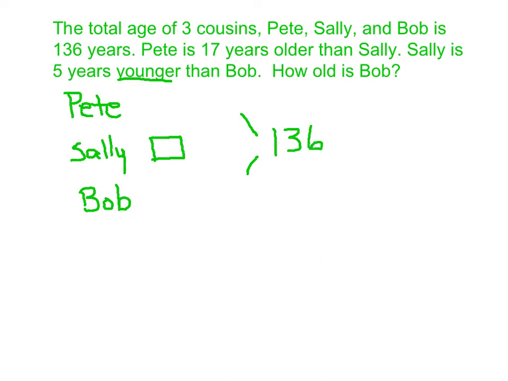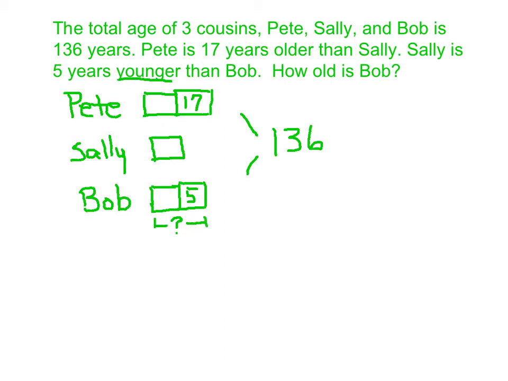Pete is 17 years older than Sally. So Pete has the same age as Sally, but he has 17 more years. Sally is 5 years younger than Bob, so Bob has the same age as Sally, but he is 5 years older than Sally. How old is Bob? So there's the question mark.